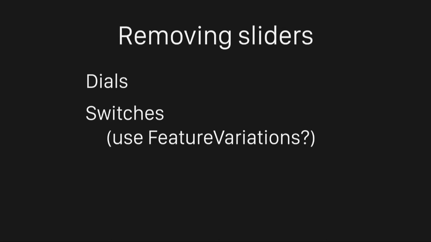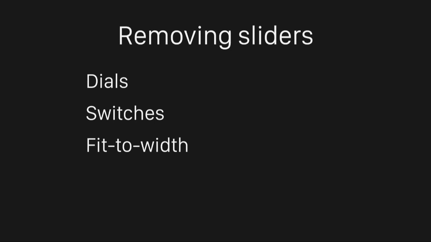If you have control over the pipeline, let's say you're in control of a web server, why not, if your users can't choose those in-betweens? I've just said that. So don't assume that a feature variation is the way if you want a binary switch in your variable font. Fit to width is another way of removing a slider. I showed you the example.